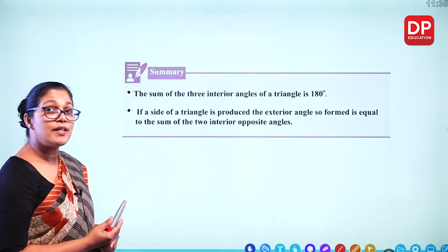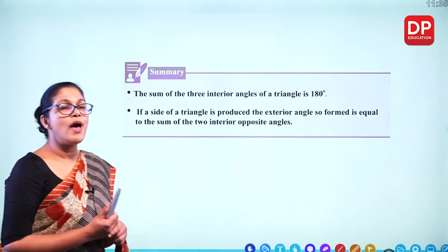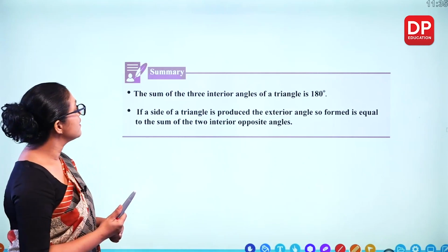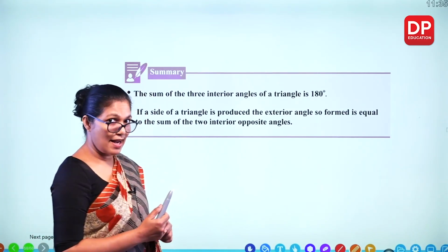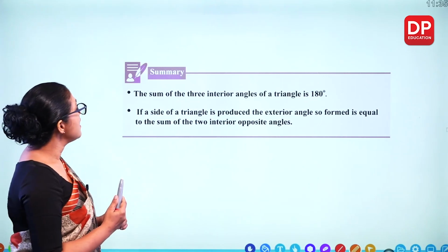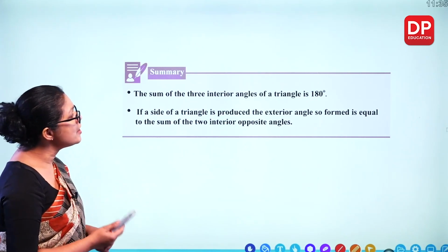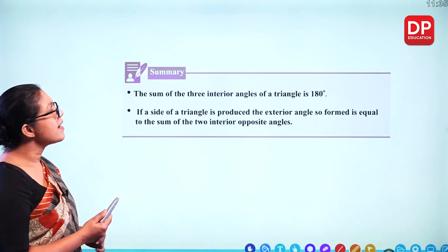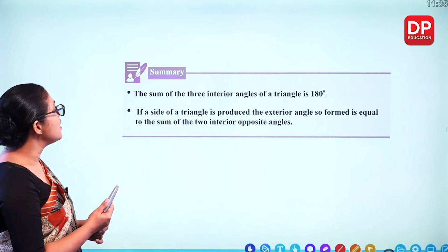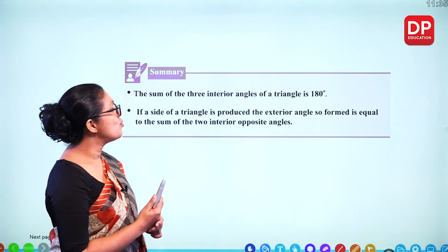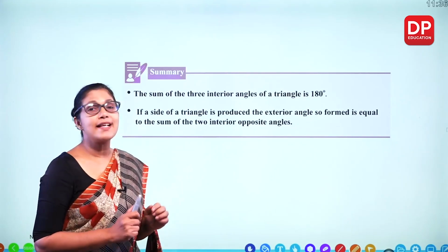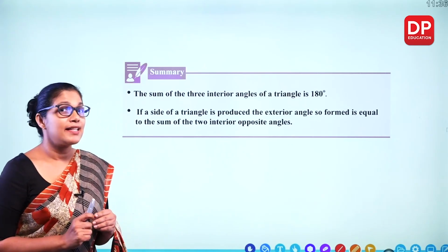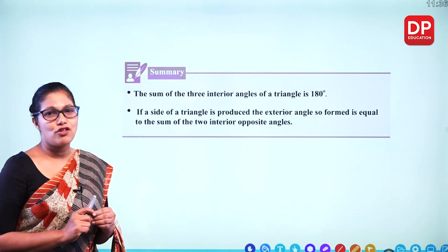So we covered all theory related to angles in a triangle. The sum of the three interior angles of a triangle is 180, and if a side of a triangle is produced, the exterior angle formed is equal to the sum of the two interior opposite angles. So practice with all exercises and examples and be thorough with angles in triangles.